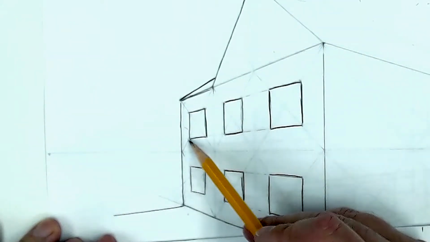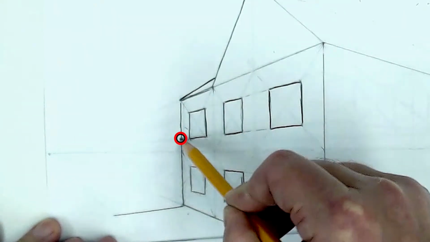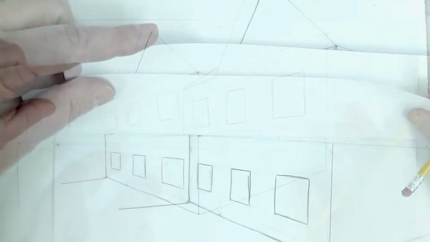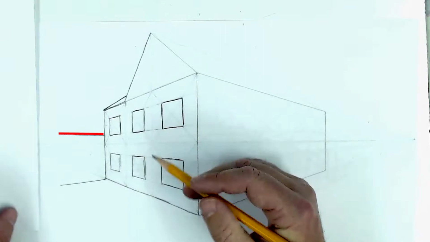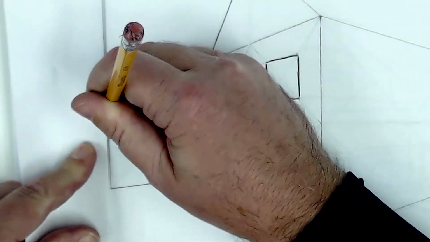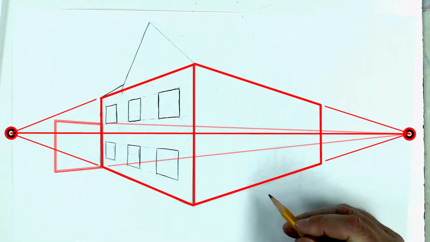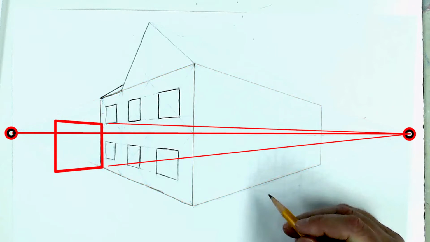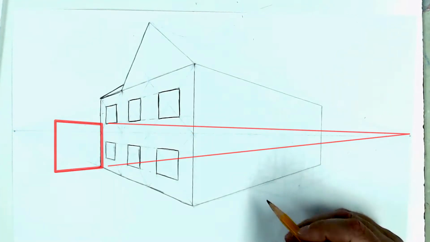And how high am I going to do it? Well, I'll just do it at the same height as these windows, so it's right about there. All right, so I've got it lined up here and here. Cool, right? And then I can just draw this straight up and down. And there's my garage.